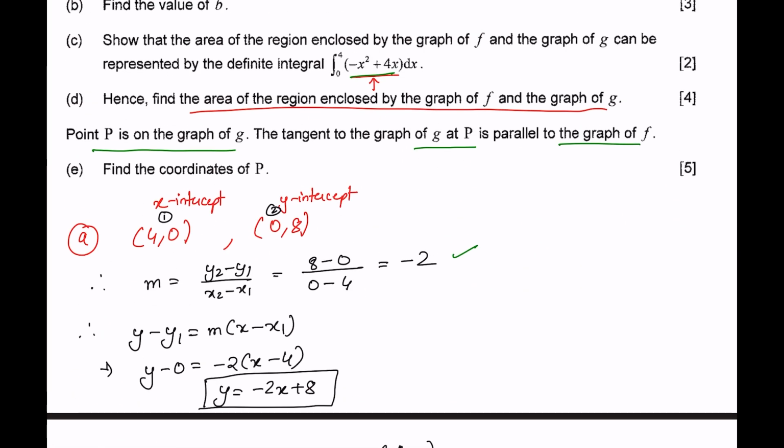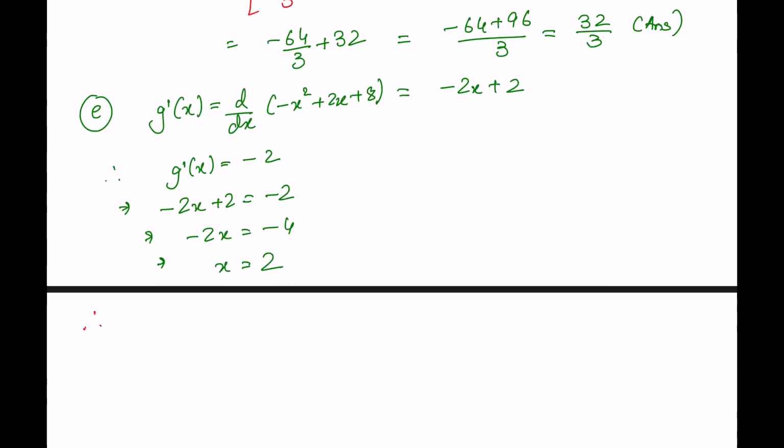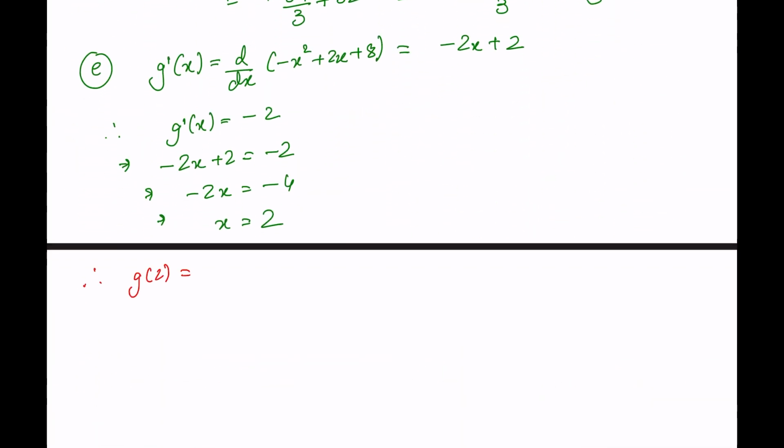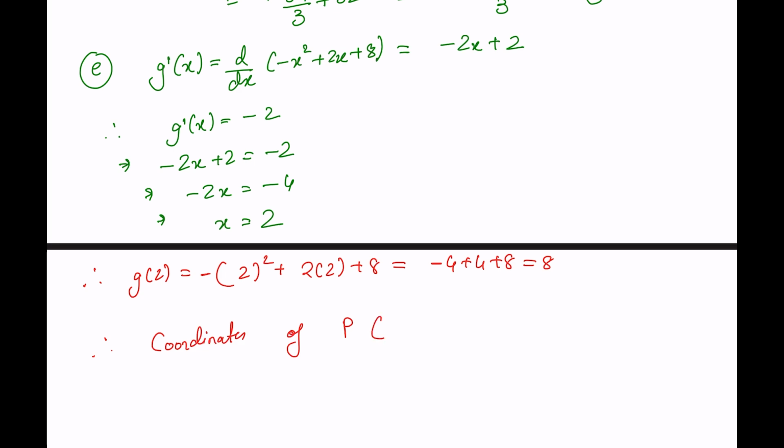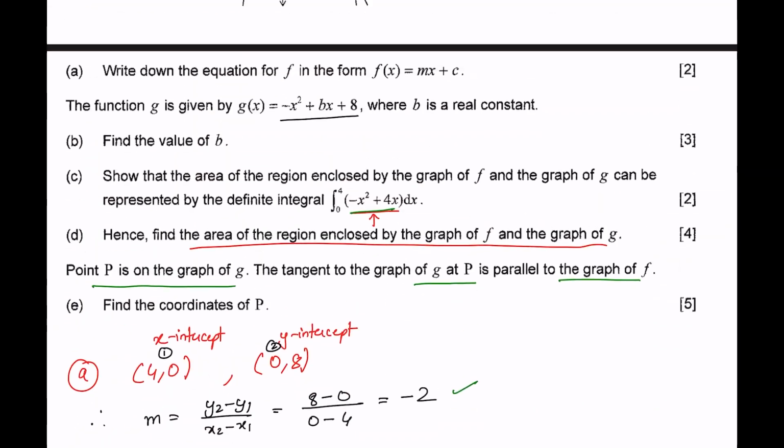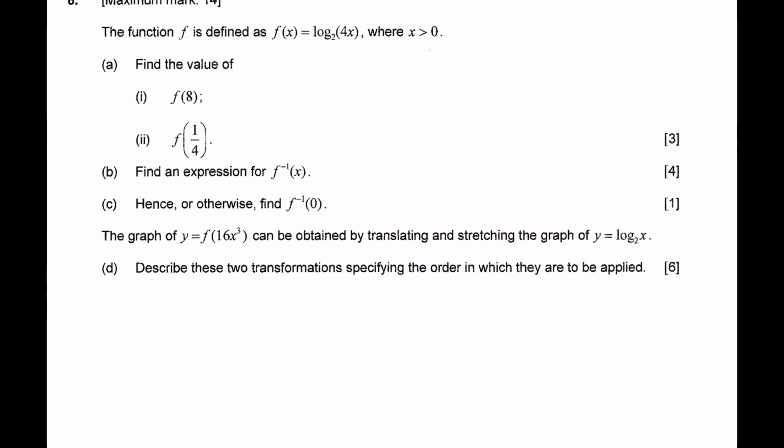And I have to find the y coordinate now. So for the y coordinate, I'll just plug in the values here. So y coordinate will be g of 2, which is minus 2 squared plus 2 times 2 plus 8. So minus 4 plus 4 plus 8, which is basically 8. Yeah, it's not minus 2 squared, minus is actually outside. So this gives you 8, right? So the coordinates of point P will be (2, 8). And this is the answer to part E. And with this, we finish this problem and we'll move on to the next part.